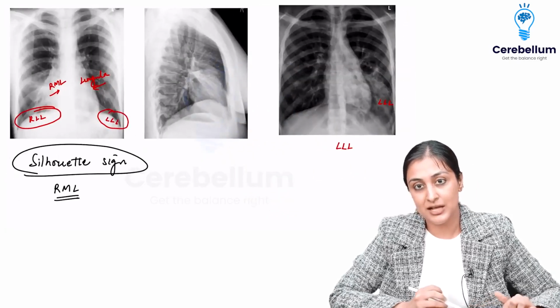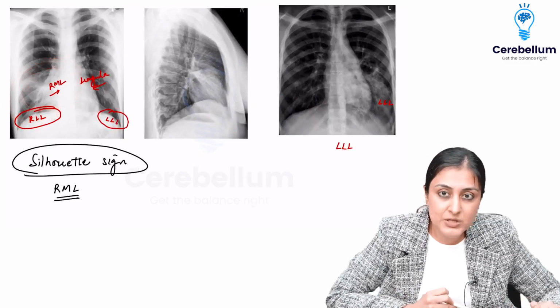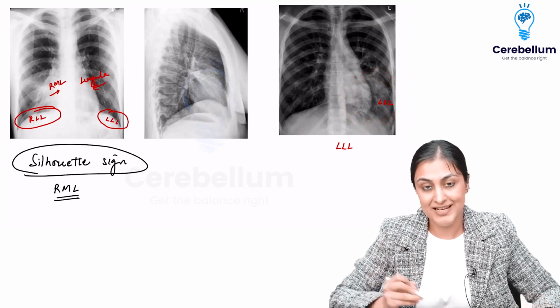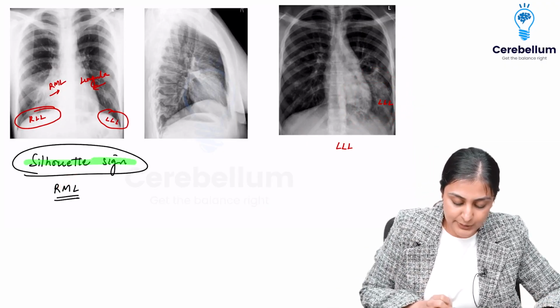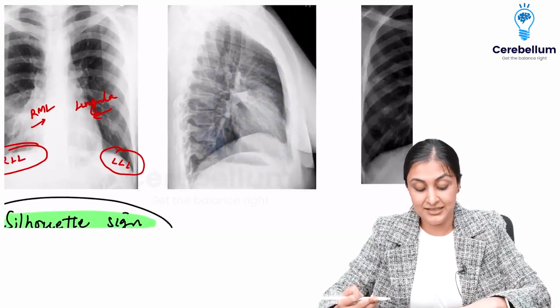Did you understand? So now see first and third X-ray together. Middle lobe, silhouetting heart border. Distinct heart border, lower lobe. Right? So that is how we apply the silhouette sign. Another way to distinguish is to see a lateral view.